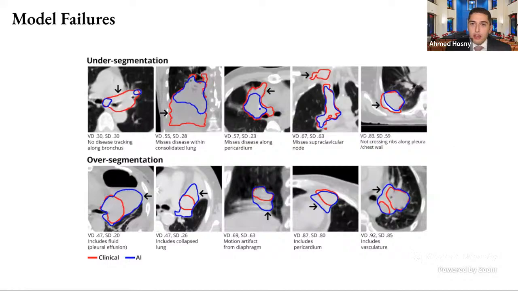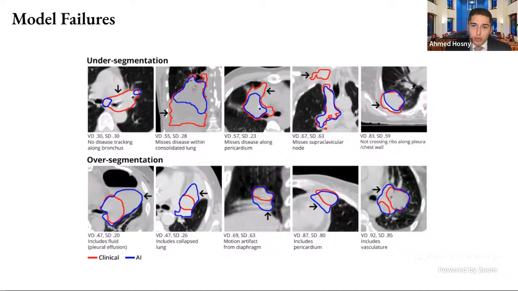Finally, it is also very important for us to understand where the model is failing. So here we have the doctor segmentations in red and the automated segmentations in blue. And what you see on the top row are the areas that have been missed by the model, areas of the tumor missed by the model. And in the bottom, you see areas that were mistakenly included by the model.